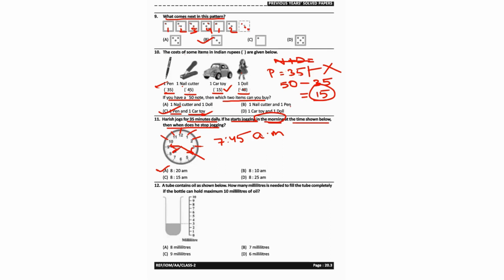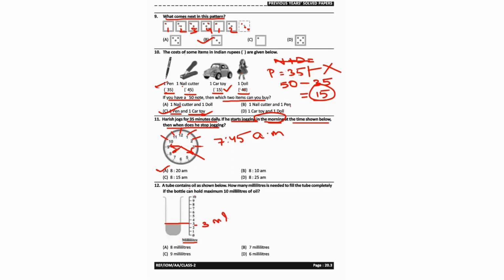Okay. Next, number 12. A tube contains oil as shown below. If you check, this is in milliliter. The measurements are given from 0 to 10. And the oil present in the test tube or the container is still here, which reads 3. This is 3 milliliters. Okay.